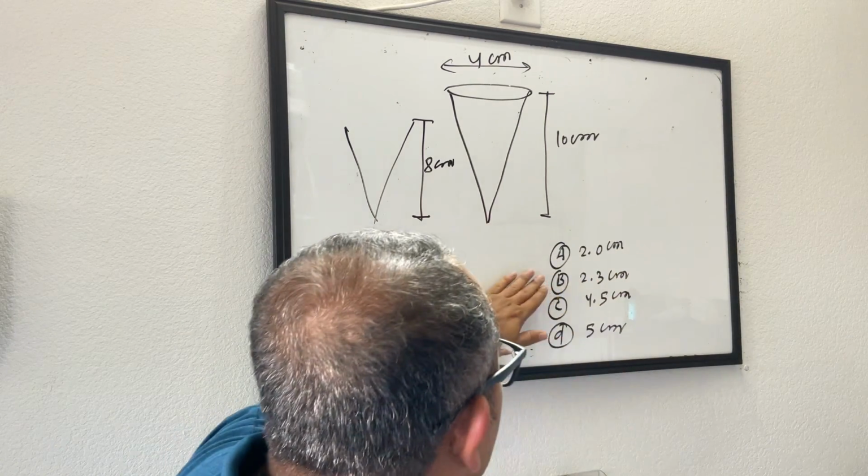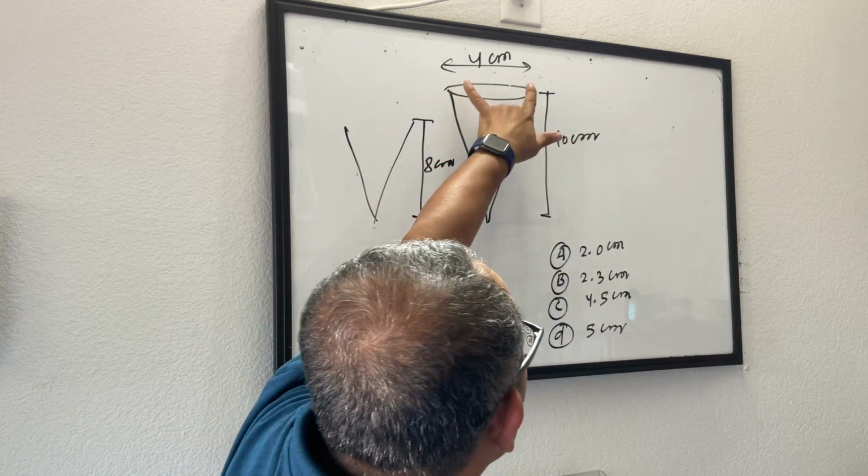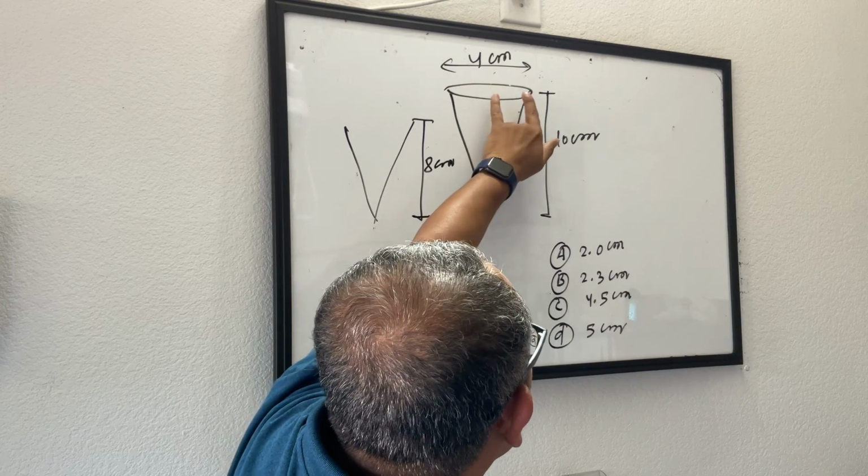So first thing we did was, looked at this 4 centimeters the diameter, that is 2 centimeters radius.